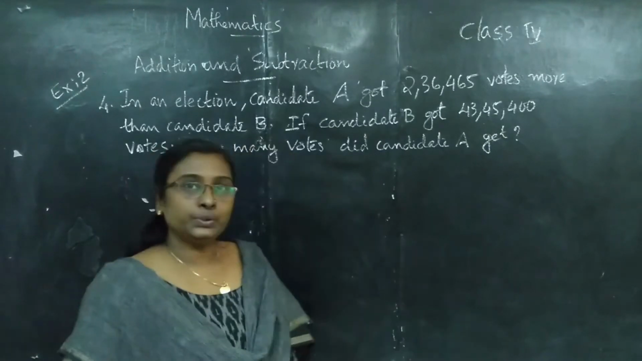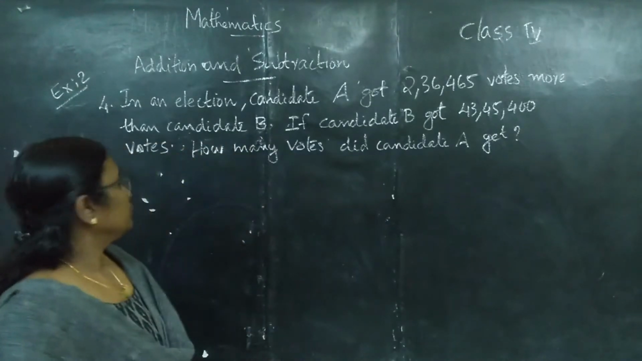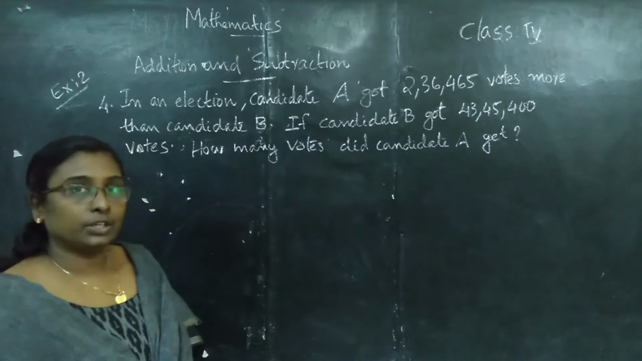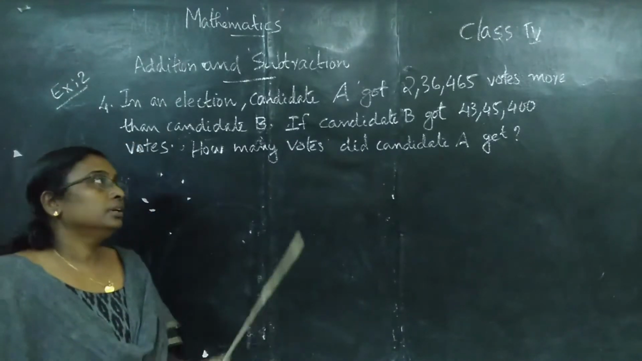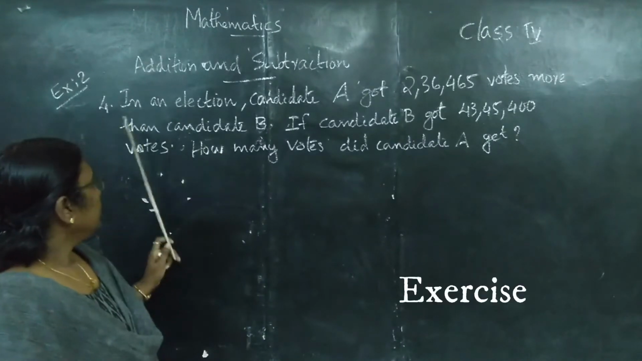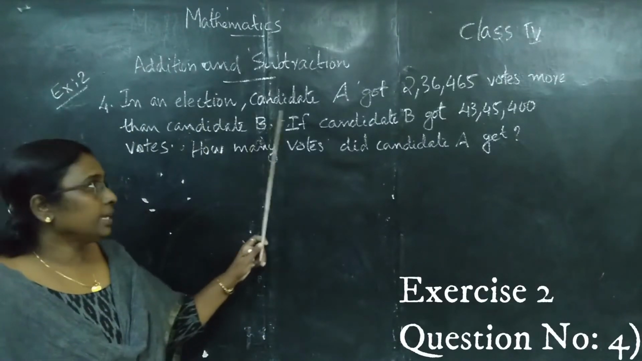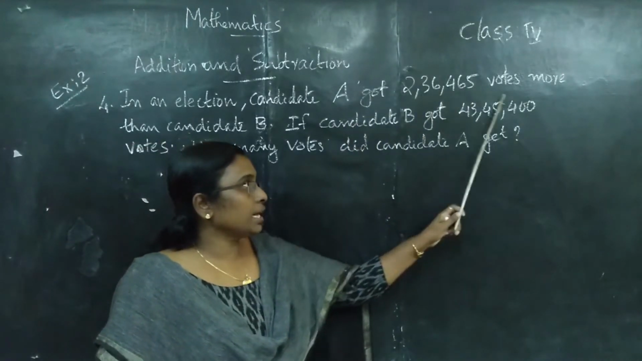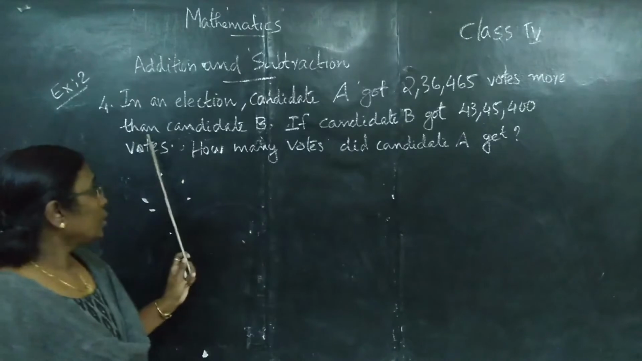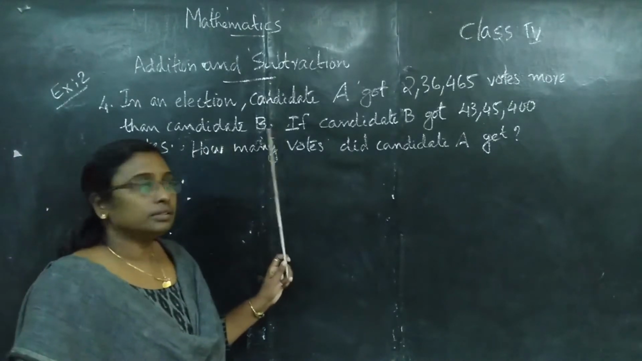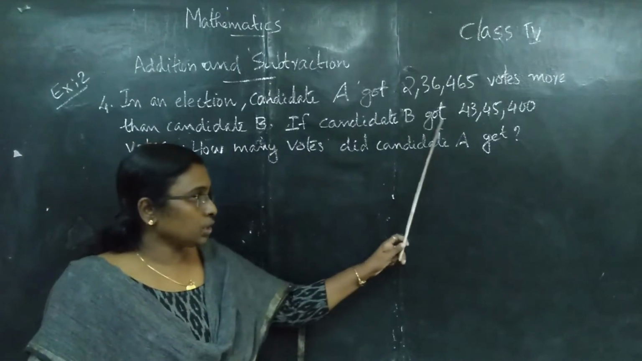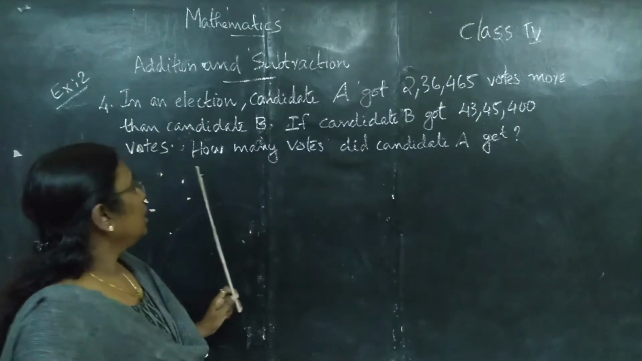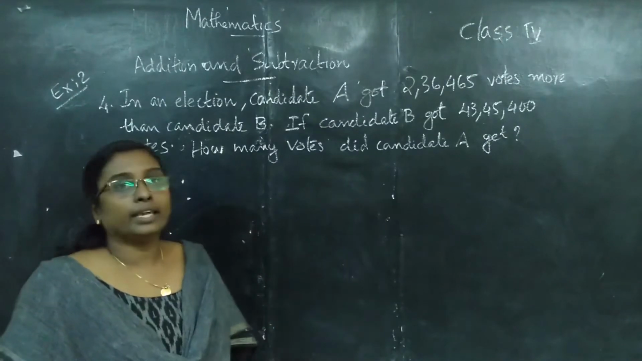Okay. Today, let us start the fourth question from exercise 2. Read the question carefully. In an election, candidate A got 2,36,465 votes more than candidate B. If candidate B got 43,45,400 votes, how many votes did candidate A get?